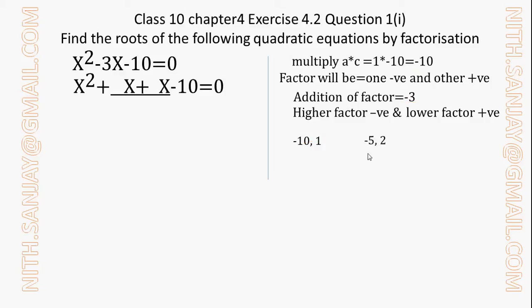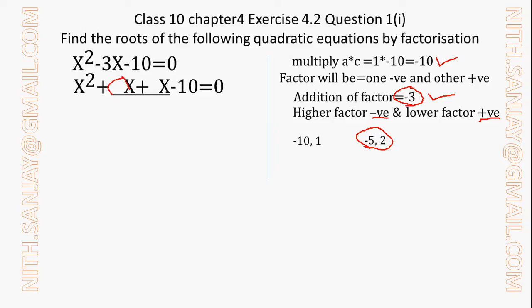Next I will look for the next factor. The next factor is 5 and 2, right? I will keep 5 negative and 2 positive. Why will I do that? Because from the above conditions the higher factor should be negative and the lower factor should be positive, so that they can add up to negative 3, right? So now these two numbers are satisfying both conditions. It means that the two factors I am looking for are minus 5 and plus 2.